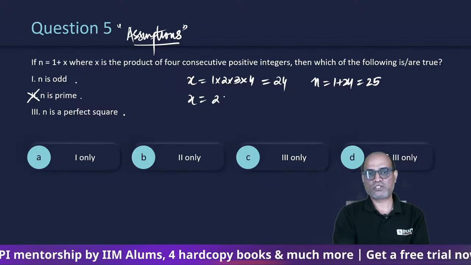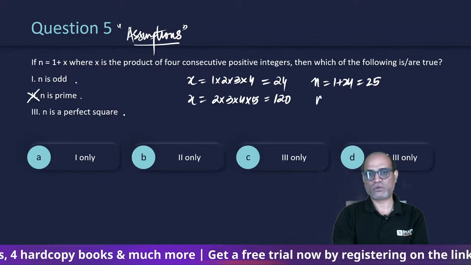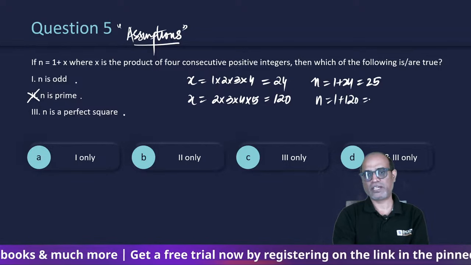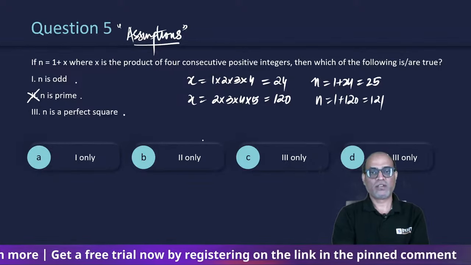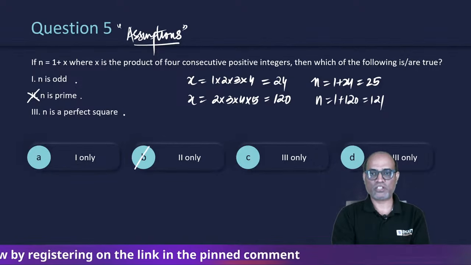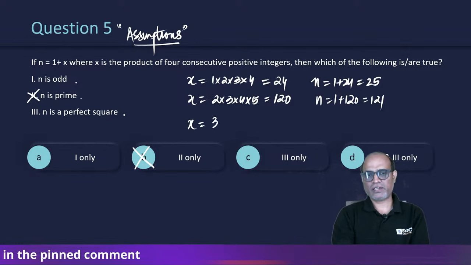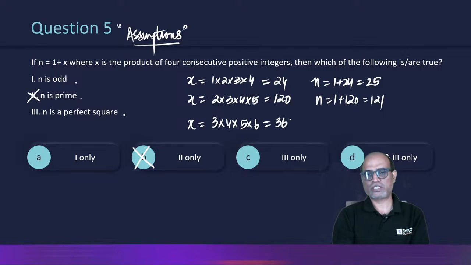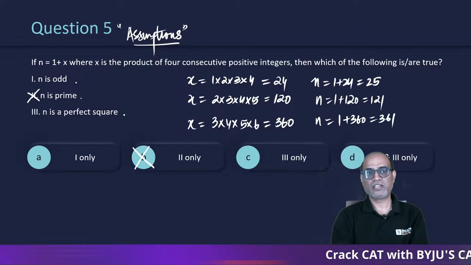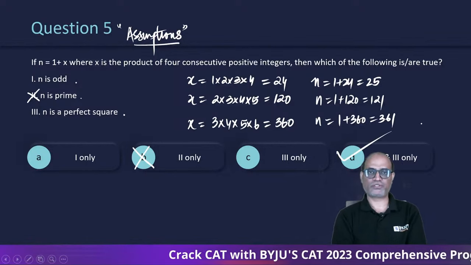Next value of x, 2 into 3 into 4 into 5, which is 120. So n will be 1 plus 120, which will result in 121. So 121 is odd, 121 is a perfect square. तो second नहीं है तो B तो हटा दो. एक और चेक कर लेते हैं. 3 into 4 into 5 into 6. So this is going to give us 360. So n is 1 plus 360, which will result in 361. 361 is odd as well as perfect square. I believe this is good enough for us to mark option D.